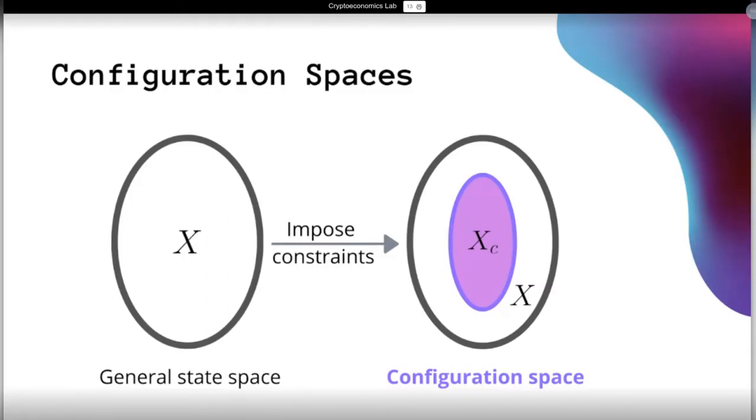Once we apply those constraints, we can reduce the configuration space. And then we get this subset, which is of a smaller dimension compared to the general state space, which is the configuration space. Here, X_C is the configuration space, whereas the bigger X here is the general state space.